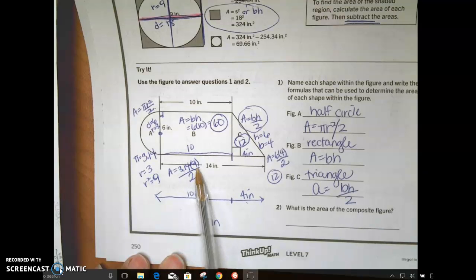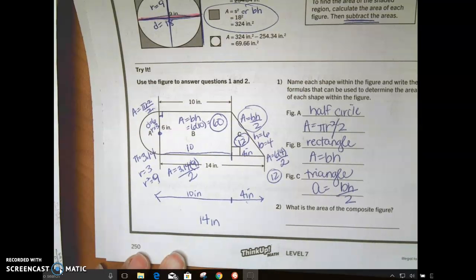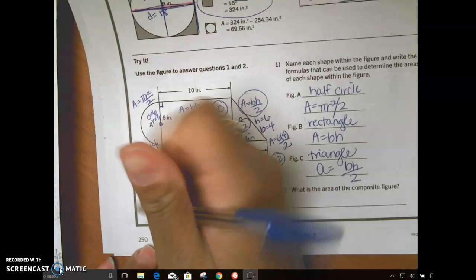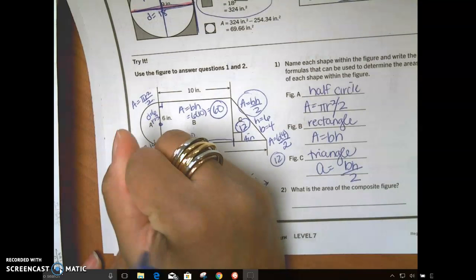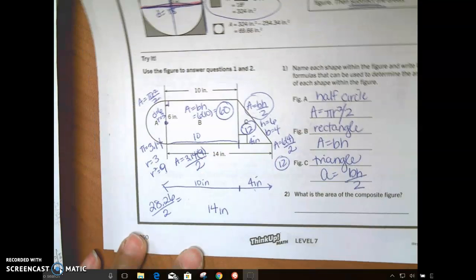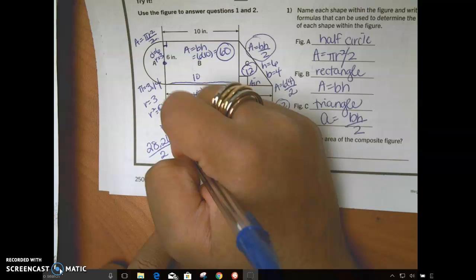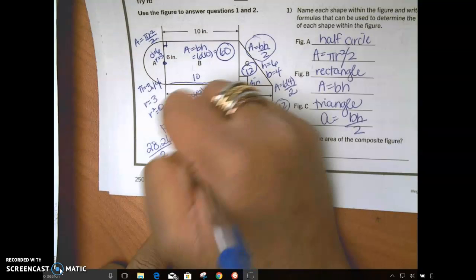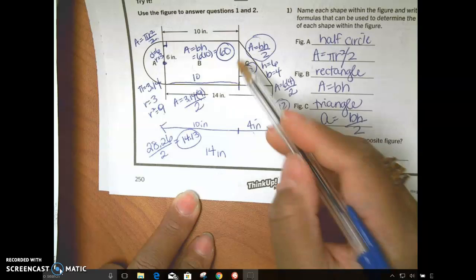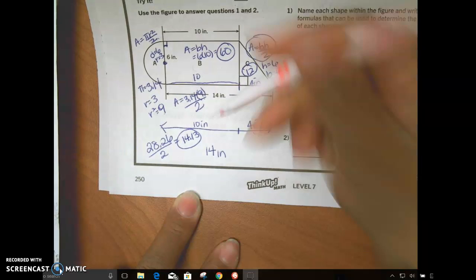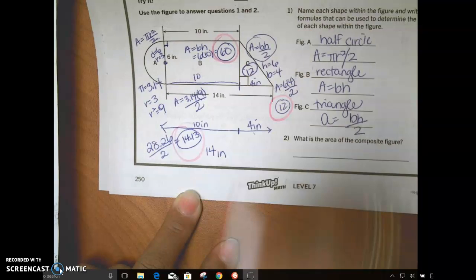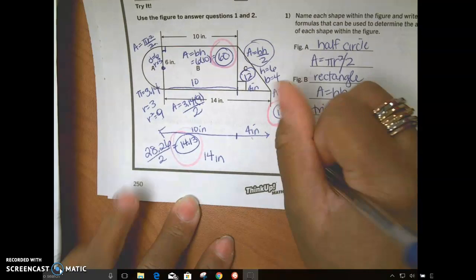So 3.14 times 9. This should be in my notes already because I wrote the multiples of pi. So what's 3.14 times 9? 28.26. Excellent. Divided by 2. What's half of 28? 14. What's half of 26? 14.13. Excellent, y'all. Now, what do I do with this 60, this 12 and this 14.13? Add them.